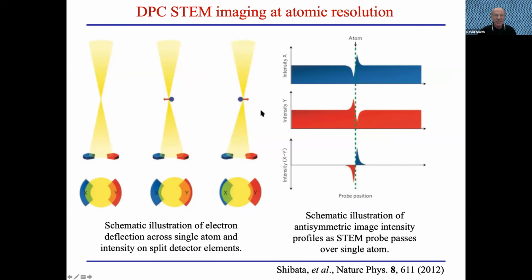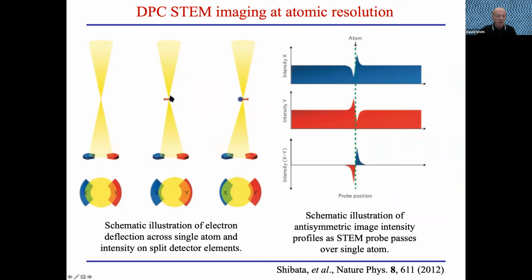No time here for details. But now let's see if we can push it even further. And Shibata and colleagues did this. They said, let's scan across an atom column. So here is what you would get on your segmented, your split detector here. You would get contrast on equal amounts.